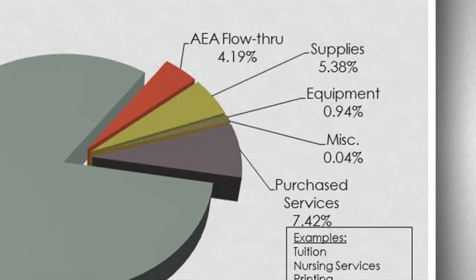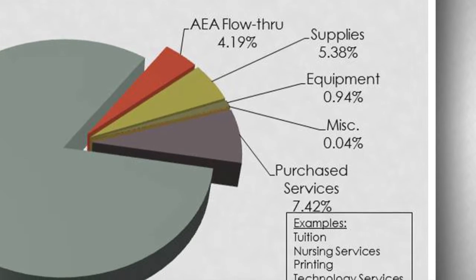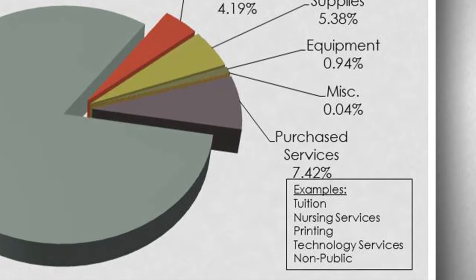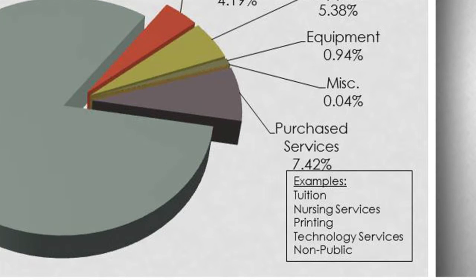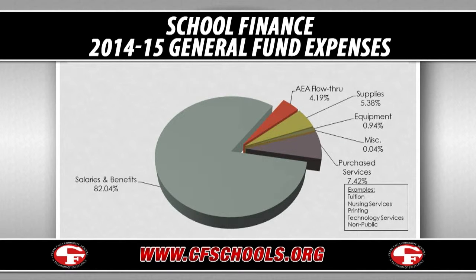Supplies are pretty much self-explanatory, as well as equipment and miscellaneous. And then the purchase services, that's sort of an ambiguous type category, and we basically are using that for tuition, nursing services, printing technology, and we do have a very small amount of non-public services. By legislative statute, we're required to reimburse the non-publics for a small amount for textbooks, for transportation to and from school, and those sorts of things. So in a big piece of the puzzle, you can kind of see where our dollars all go.